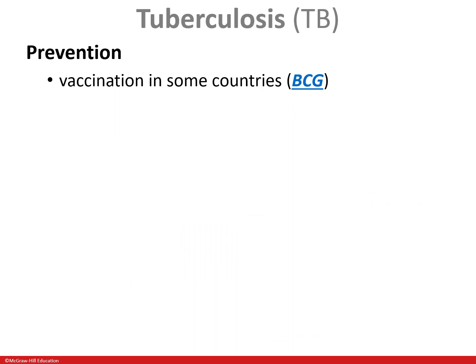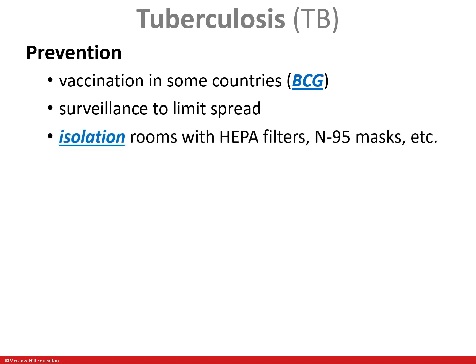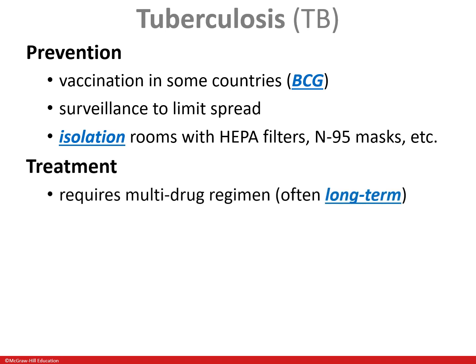So in countries where TB is much more common, they have a routine vaccination they give to children called the BCG vaccine, but it also is not 100% effective. So in this country, we use surveillance primarily to limit the spread, so those tests that we just mentioned. If you have a positive case, then isolating the patient in a room with a HEPA filter primarily to protect others in the facility as opposed to the patient themselves. N95 masks then protect individuals in contact with the patients.